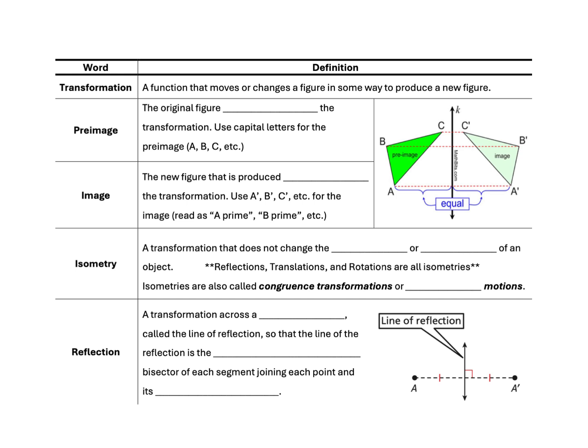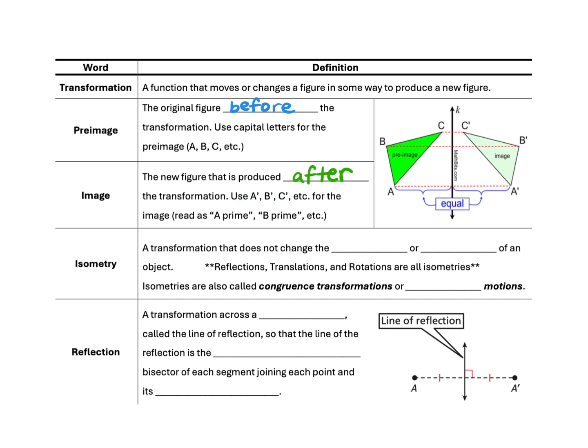First, a transformation is a function that moves or changes a figure in some way to produce a new figure. The original figure before the transformation is called the pre-image. We use capital letters for the pre-image like A, B, and C. The image is the new figure that's produced after the transformation. And for the image, you use the same capital letters as the pre-image, but you add a little prime symbol. So we read that as A prime, B prime, C prime.